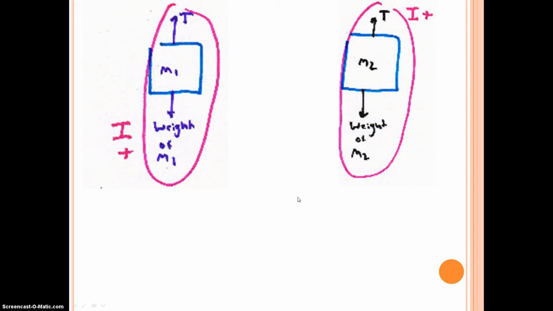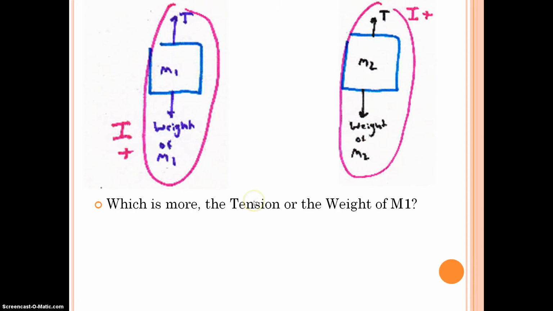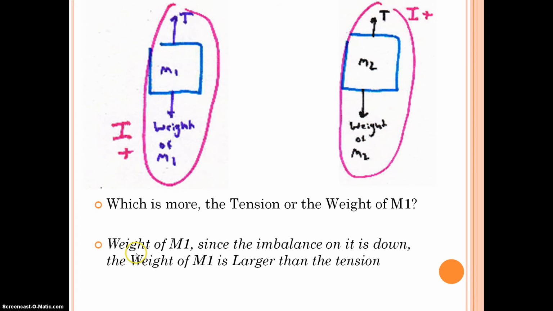Now for some conceptual questions before we do the math. Which is more, the tension or the weight of M1? This is pure logic. Here's how I want you to think. Which has more force, the weight down or the tension? And the answer, the weight down for this one, because it's speeding up downward. Or in other words, if there's an imbalance, this weight has way more force than this tension. The weight of M1 is larger since the imbalance is down, and the weight of M1 has to be larger than tension to make an imbalance down.